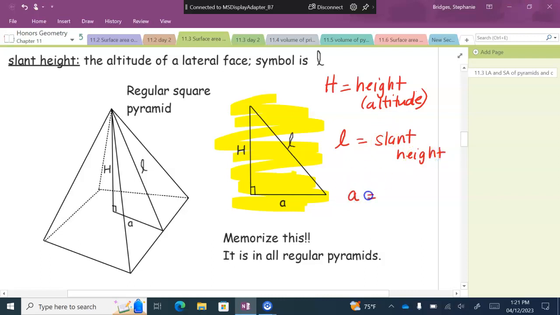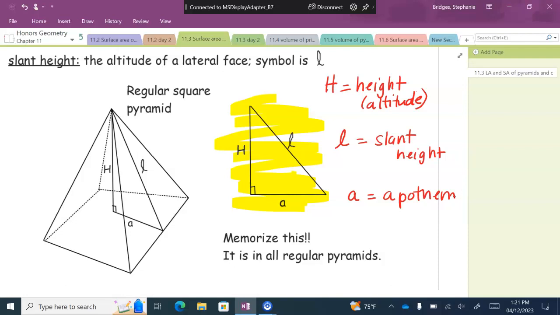And then the A is the apothem of your regular base, whatever that regular base is. And what kind of triangle do you notice it is? A right triangle. So we're probably going to have to use the Pythagorean theorem. And you don't always have to use it. Sometimes I'll give you everything you need. Sometimes you're going to have to find bits and pieces of it.